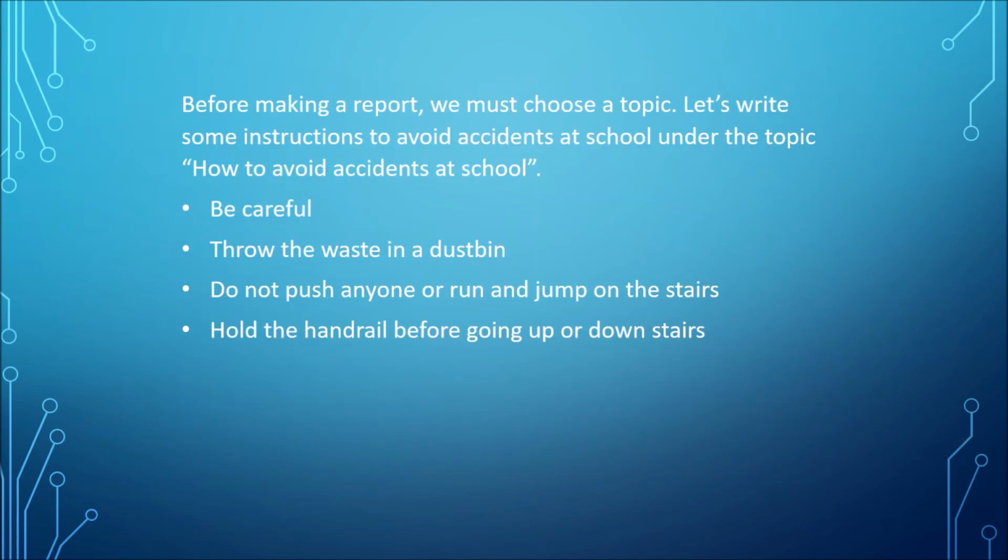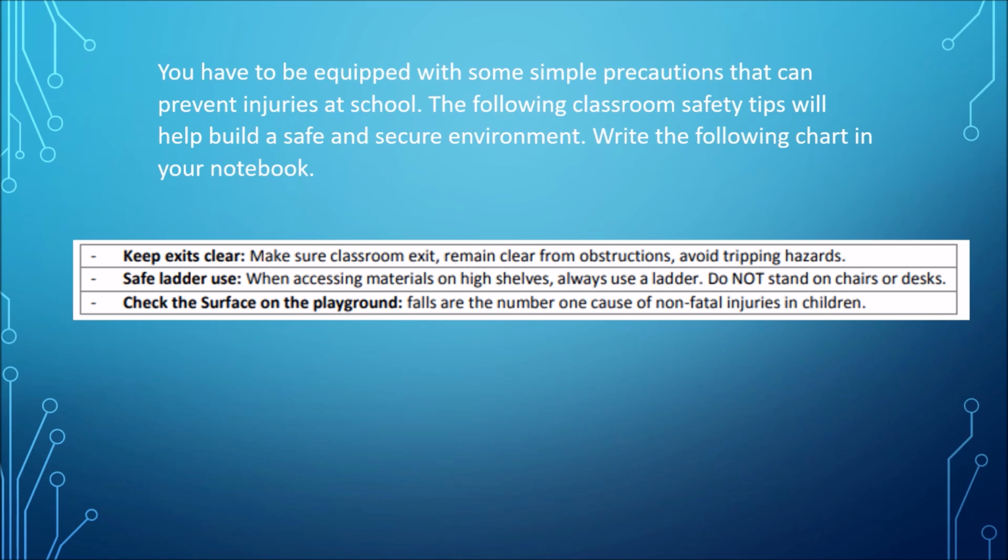Before making a report, we must choose a topic. Let's write some instructions to avoid accidents at a school, under the topic how to avoid accidents at a school. And some instructions: be careful is one of them. Throw the waste in the dustbin. Do not push anyone or run and jump on the stairs. And hold the handrail before going up or down stairs. You have to be equipped with some simple precautions that can prevent injuries at the school. The following classroom safety tips will help build a safe and secure environment.